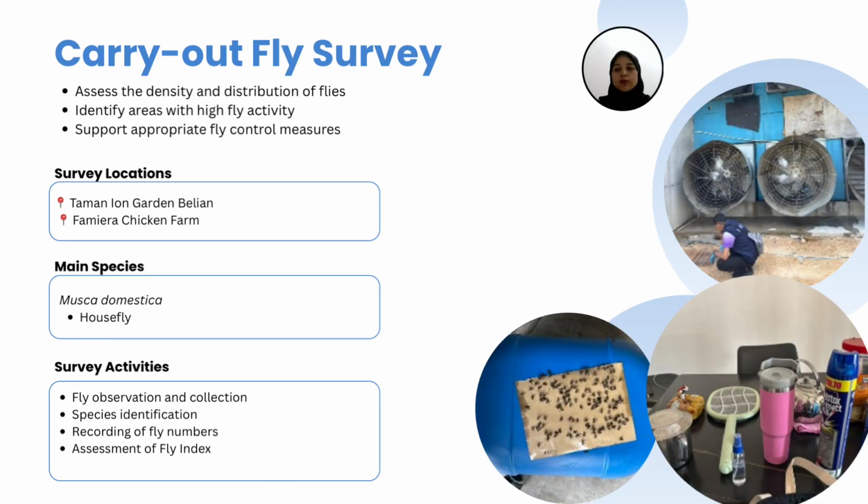Next, I was exposed to fly surveillance activities conducted at Taman Iron Garden, Belian, and Famira Chicken Farm. The main purpose of the survey was to assess the density and distribution of flies at selected locations. The survey focused mainly on Musca domestica or the housefly. Activities include fly observation and collection, species identification, and recording of fly numbers to determine the fly index.